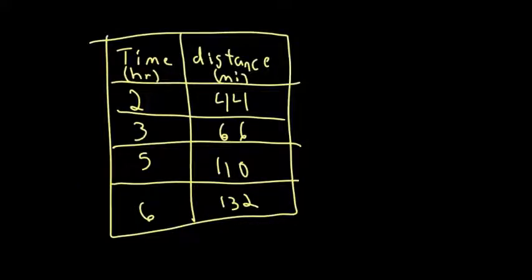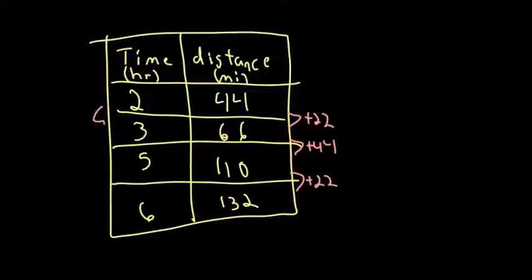Alright, so now I'm given a chart, and we need to find the proportionality here, and then write an equation based off of that. So first, always start with your change in y. So to get from 44 to 66, that's plus 22. 66 to 110, that's going to be plus 44. And then 110 to 132 is going to be plus 22.